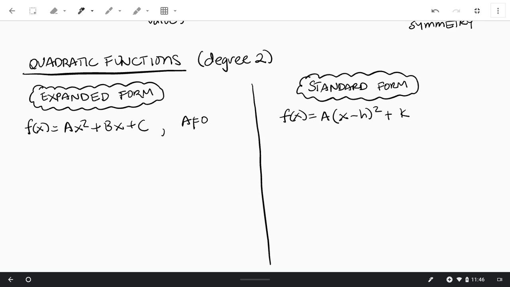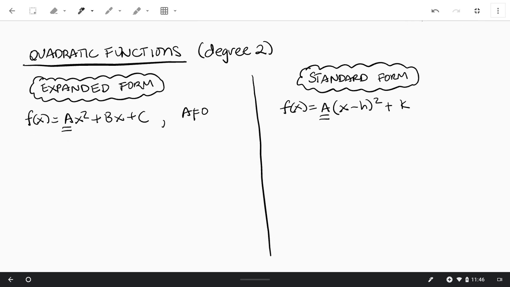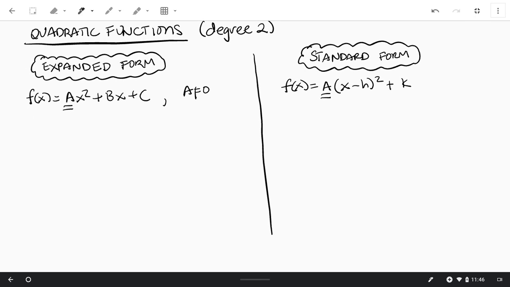All right, so notice here that the only thing that these two things have in common is the letter A. And it turns out that those two A's are the same value. So if I had a quadratic written in the first form, and then I rewrote it so that it looked like standard form on the right, that A value will remain the same, whether I have it written in expanded form or standard form. All right, so that A plays an important role with how your graph is going to look.